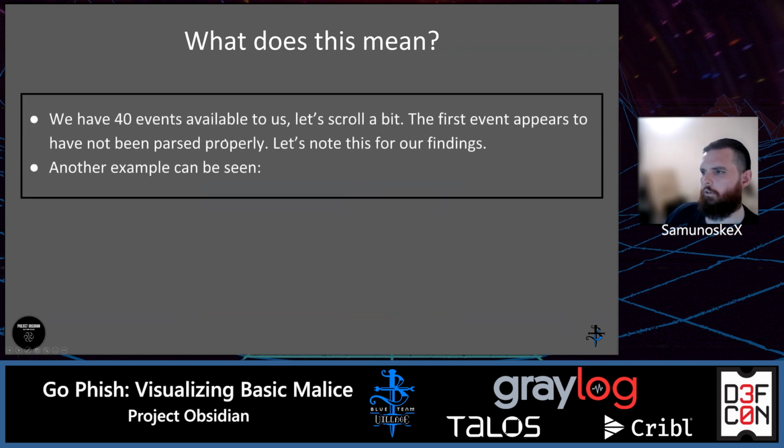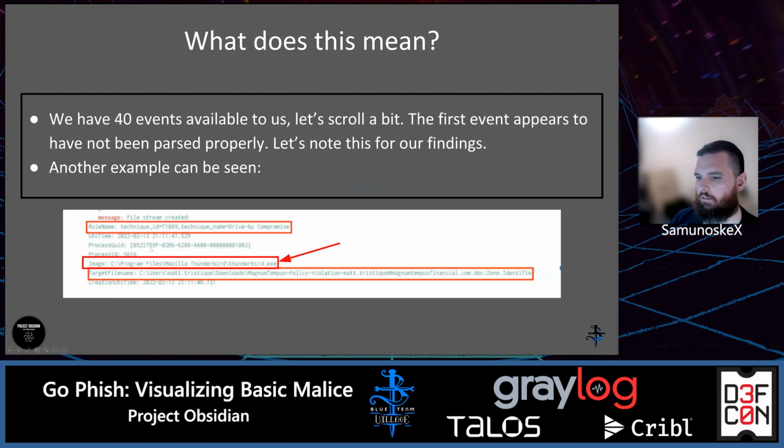So we know we have 40 events available to us. We looked at what we saw. The first event has not been parsed. Let's note this so we can include it in our findings. But like we said, we saw that there was one that had a drive-by compromise. The program used was Thunderbird, and it fits the target file name that we were discussing previously.